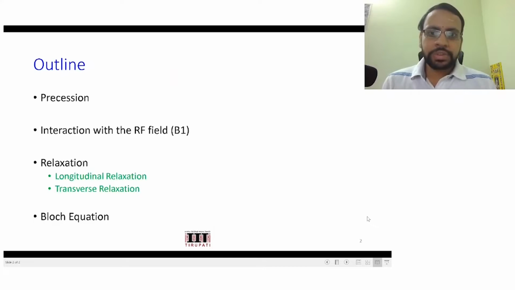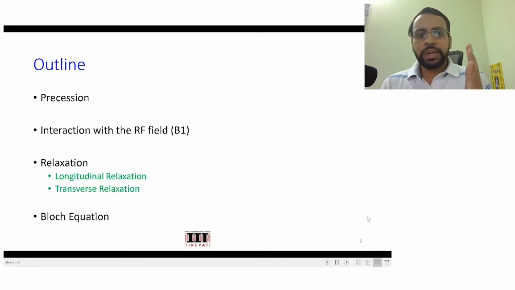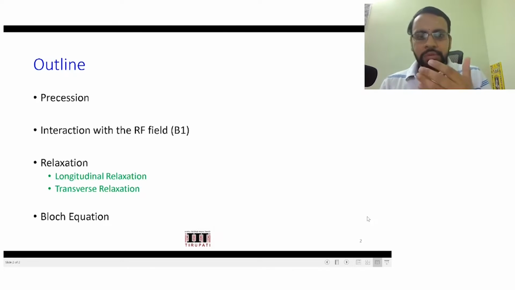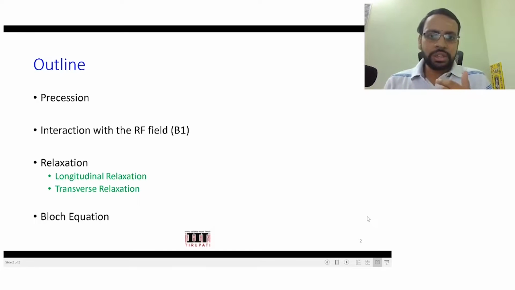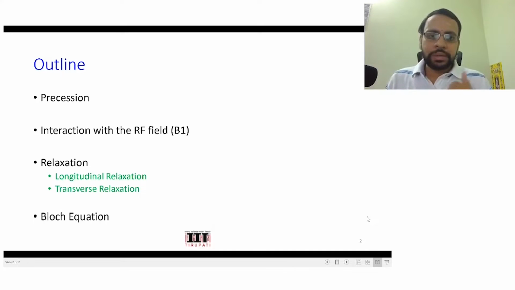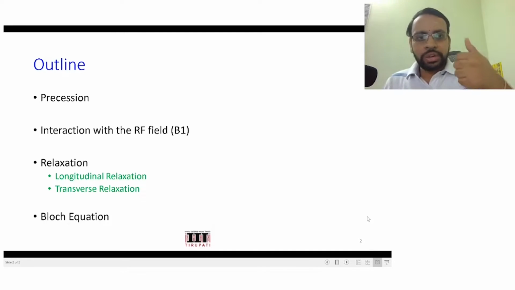The outline of this video lecture would be, first we would be discussing the precession of this magnetic field, how it rotates around the Z axis, supposing we are applying B naught in the Z direction. Then we would discuss the interaction of this magnetic field when you additionally apply a B1 magnetic field at radio frequency, and you would see that this results in magnetic field in the longitudinal direction as well as in the transverse direction.